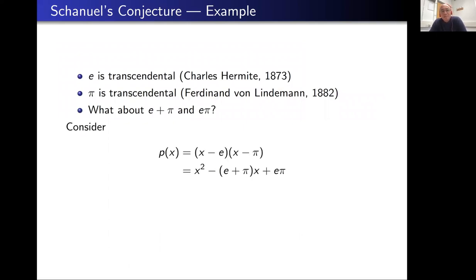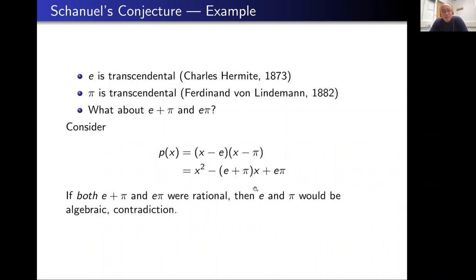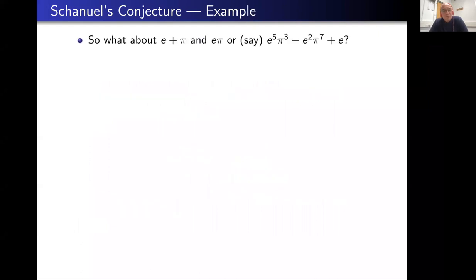Of course, they can't both be algebraic, because if they are both algebraic, then this polynomial, which has e and pi as roots, is a polynomial with algebraic coefficients. So this makes one of them transcendental. But which one? Probably both of them are transcendental, but we don't know that.